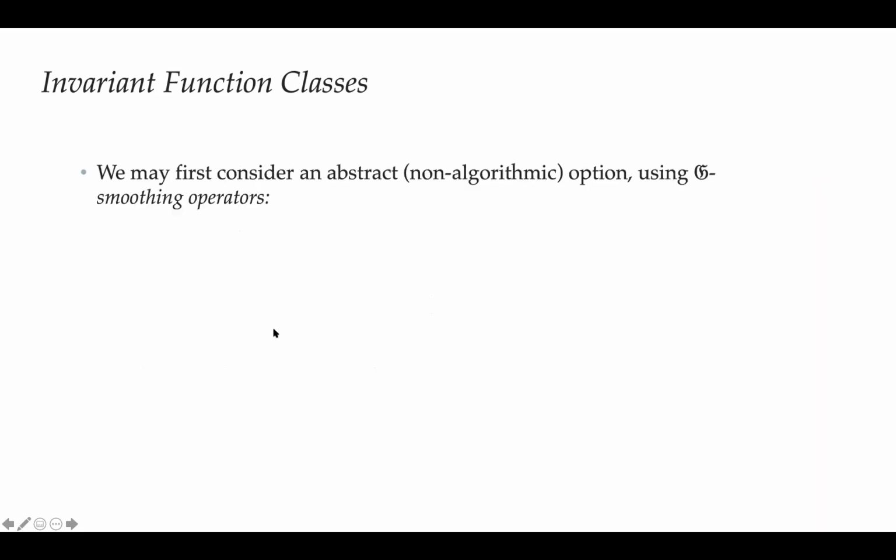So we can first try to understand this question by abstracting a little bit, so not caring so much about the algorithm. For this, we can introduce a very natural object that we call the group smoothing operator. So what is a group smoothing operator?